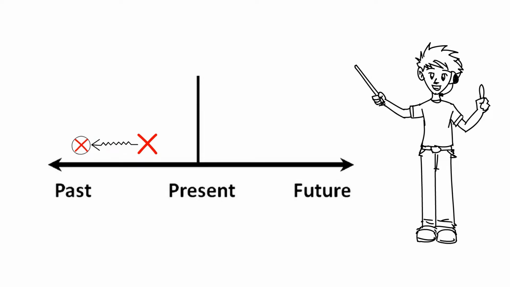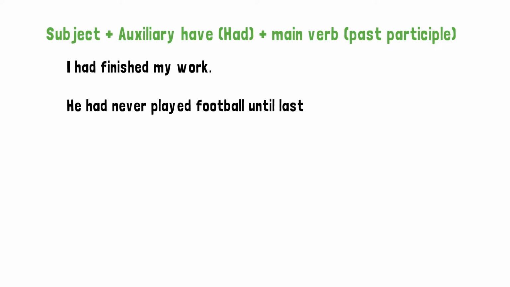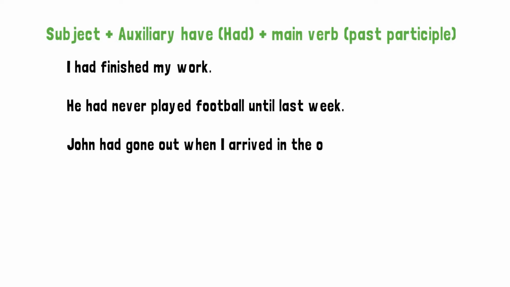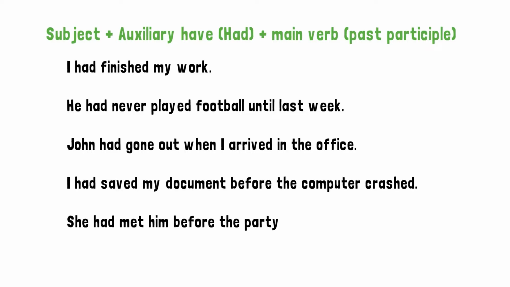The structure of the past perfect tense is subject plus the past form of auxiliary have plus the past participle of a main verb. For example, I had finished my work. He had never played football until last week. John had gone out when I arrived in the office. I had saved my document before the computer crashed. She had met him before the party.